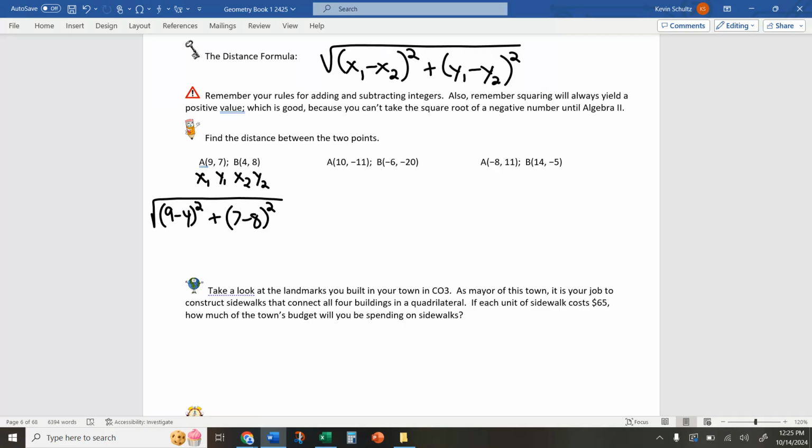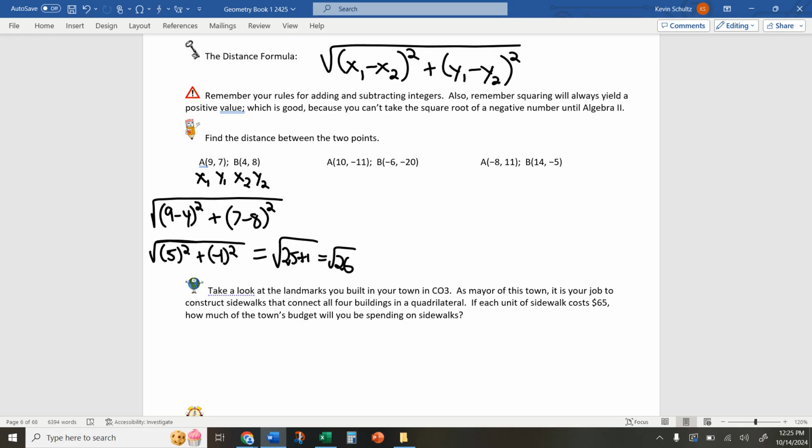So anyway, now we've got 9 minus 4, which is 5, plus 7 minus 8, which is negative 1, and that gets squared, which equals the square root of 25 plus 1, or the root of 26. Okay? Is that it? Well, that depends. Can you simplify the root of 26?